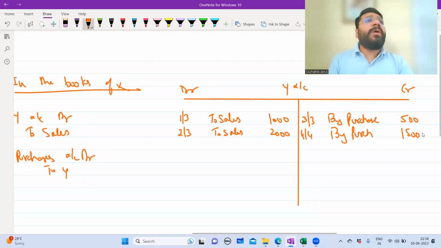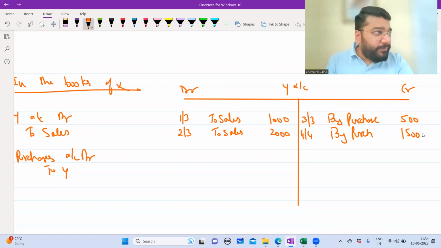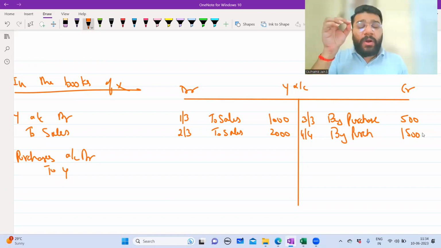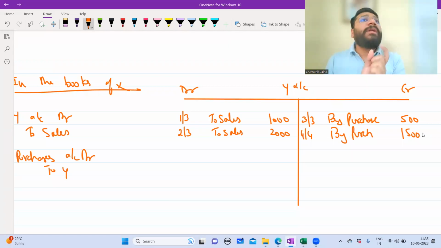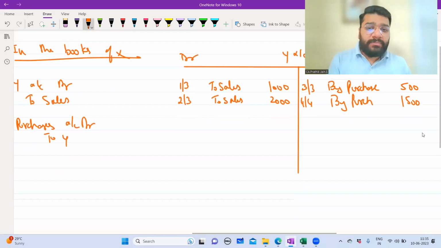Okay. We have no problem with this, guys. The problem comes when you grant a credit period. On that credit period, the money is not paid. You agreed a credit period and arrived at the due date. On the due date, money is not paid.